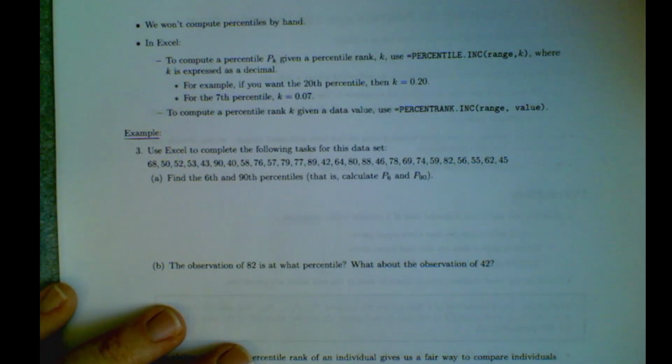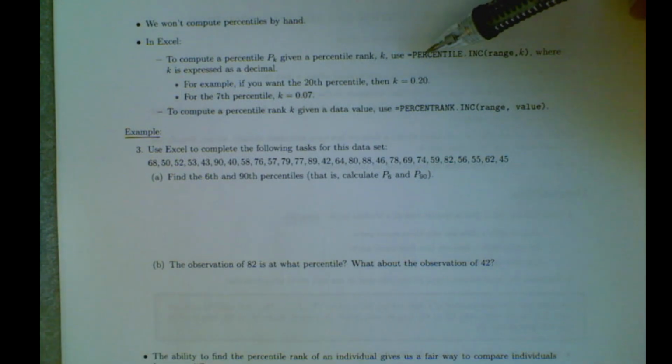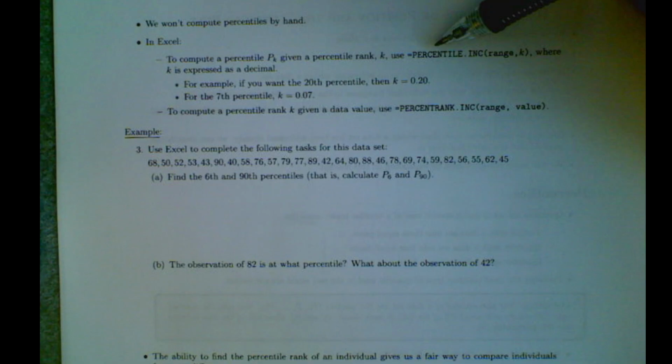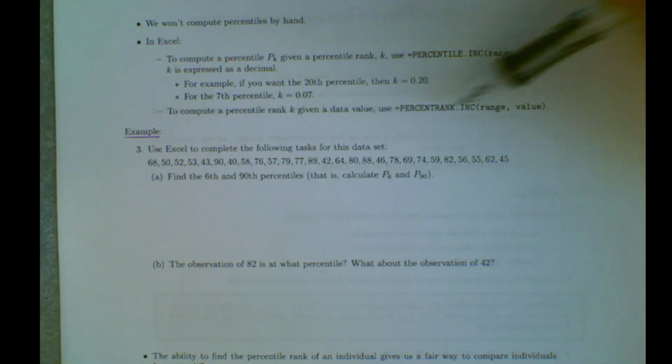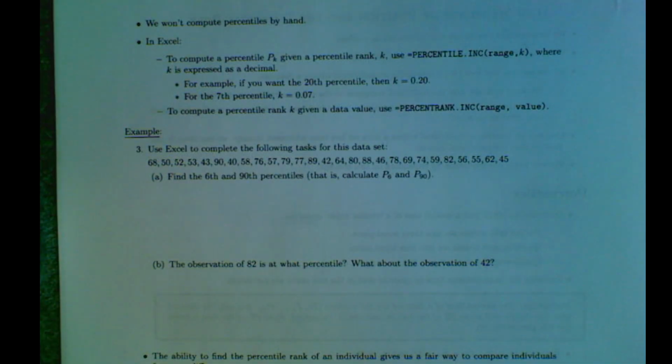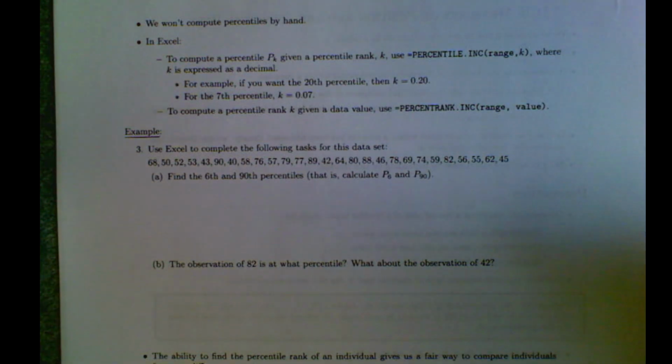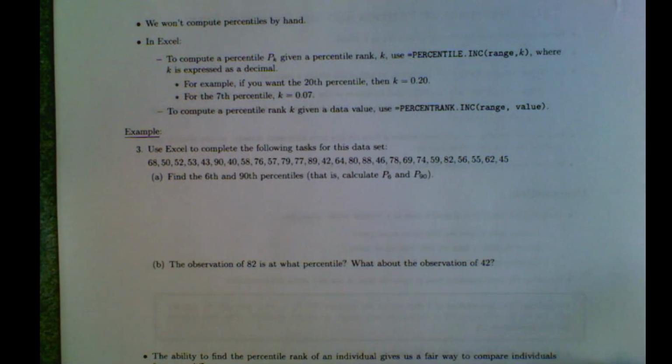Now, sometimes we want to go the other way around. Sometimes we want to get the percentile rank k. Instead of giving Excel a value and asking what's its percentile, sometimes we'll be given the percentile rank k, and then we'll be asked what percentile goes with that. We might want to go the other way around, though. We might want to start with the value and say what's the percent rank of that value within a data set. So I'll show you examples of both things, and it'll become more clear what I'm talking about as we look at some examples.